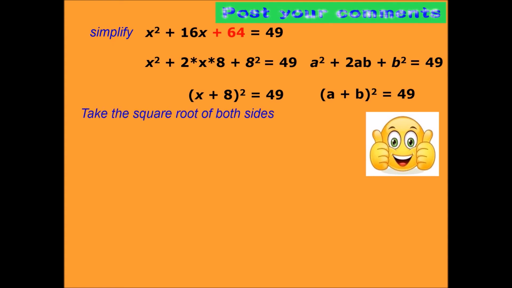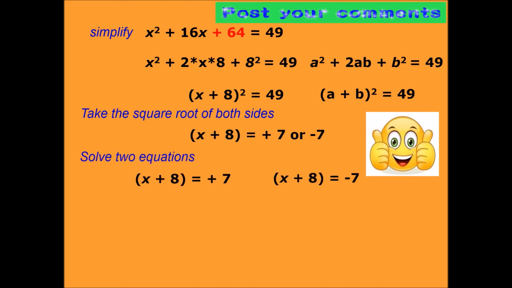Take the square root on both sides. So x plus 8 is equal to square root of 49, which is plus or minus 7. So x plus 8 is equal to plus 7 and x plus 8 is equal to minus 7. x is equal to 7 minus 8 or x is equal to minus 7 minus 8. Either x is equal to minus 1 or x is equal to minus 15. We have done. Let us see our example 2.